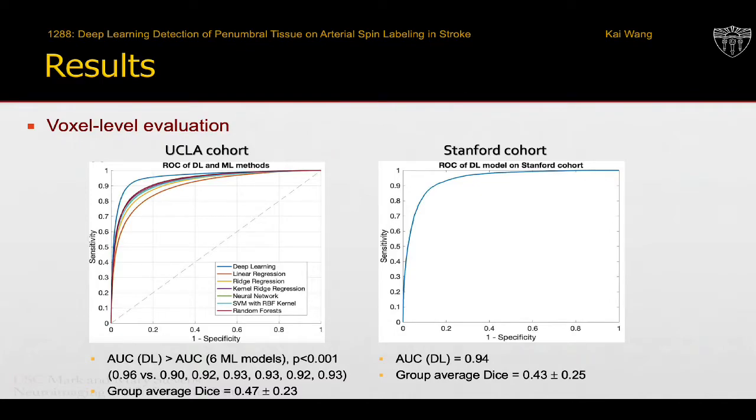As for the voxel level evaluation, here's the ROC curve for both the UCLA cohort and Stanford cohort. Our deep learning model achieved an AUC of 0.96, significantly larger than any of the 6 other machine learning models. The group average dice is 0.47 plus or minus 0.23. On the Stanford cohort, the AUC of the deep learning model was 0.94, and the group average dice is 0.43 plus or minus 0.25.